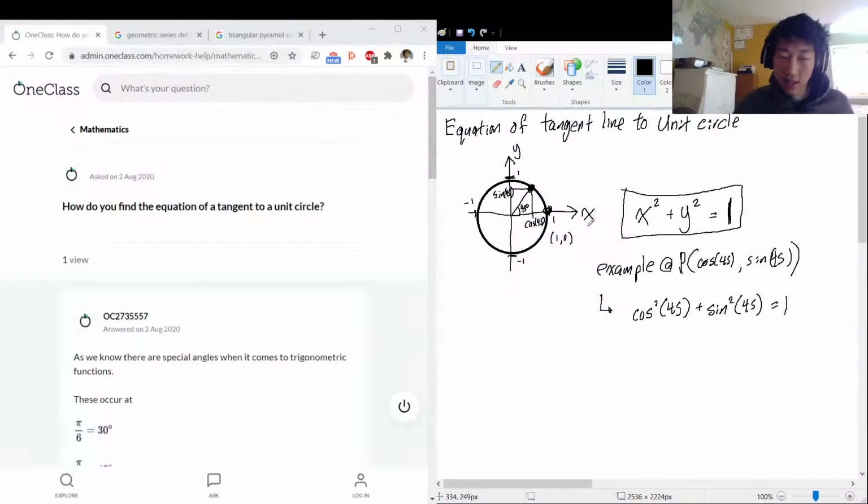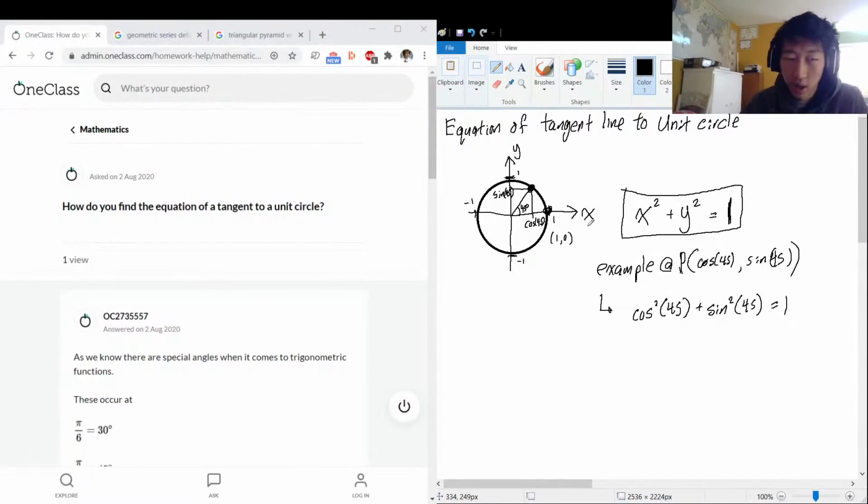Now, if we're trying to find a tangent to a unit circle, the equation of a tangent line, we've got to use some calculus. So a tangent line is essentially going to look like this. Let's see if I can get a line. Let's make this red, another color. So a tangent line is going to look something like that.